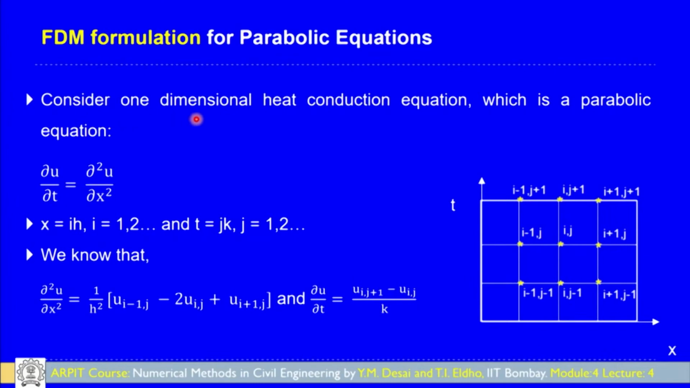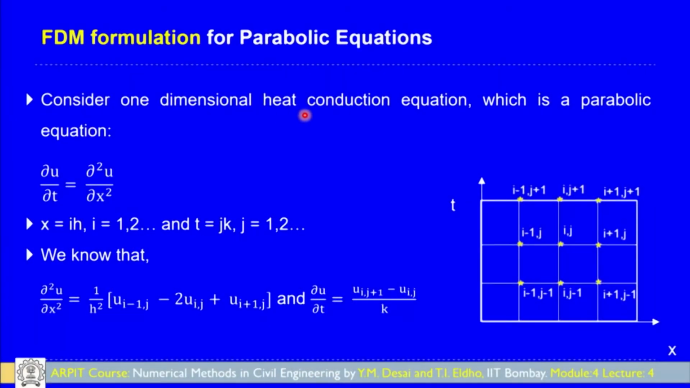So far we have seen the finite difference formulation for the elliptic equation. Now we will discuss the finite difference formulation for the parabolic equation. So, consider the one dimensional heat conduction equation. So far we have discussed the Laplace equation, Poisson equation and the Helmholtz equation. We will be discussing a variety of equations, as we already saw: elliptic, hyperbolic or parabolic. Now we will discuss the parabolic equation.